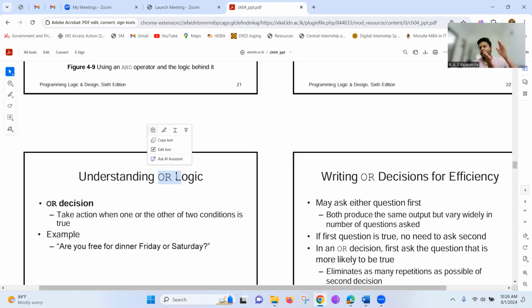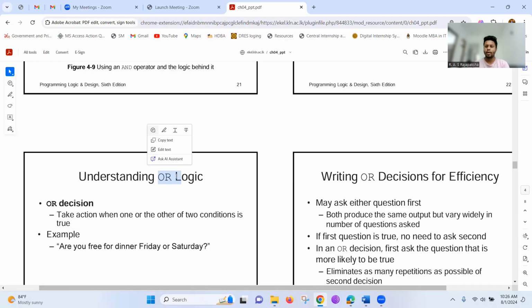AND gate එකේදී නම් මම දෙන input දෙකම okay. Yes, switch එක on වෙලා තියෙන්න ඕන 1 1. Then and only it works, output gets as the 1. But if you are using OR gate, either both or either one single condition is satisfied, yes, definitely your answer gets as true.